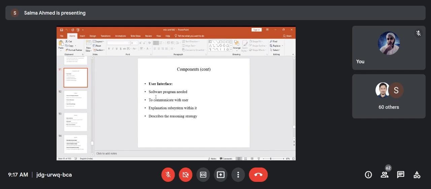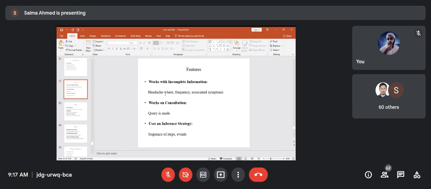The user interface is a software program which is needed to communicate with the user. It also has an explanation subsystem within itself which describes the reasoning strategy. Now, what are the features? Now we have discussed MYCIN, so you can just from there itself elicit the features.